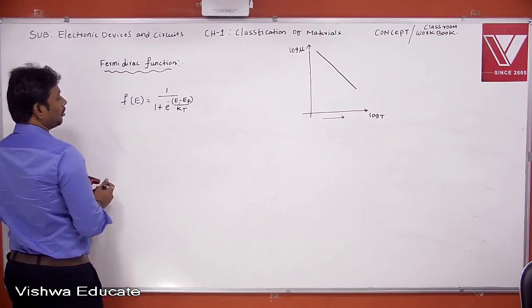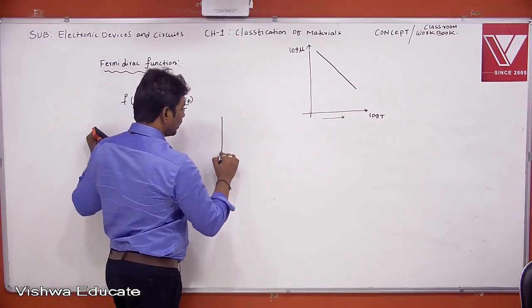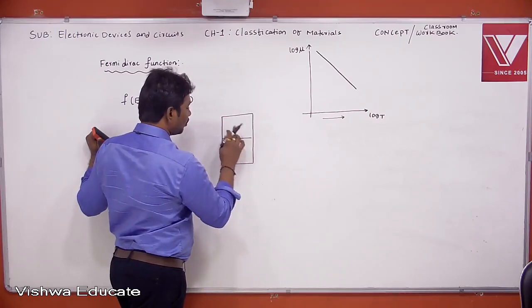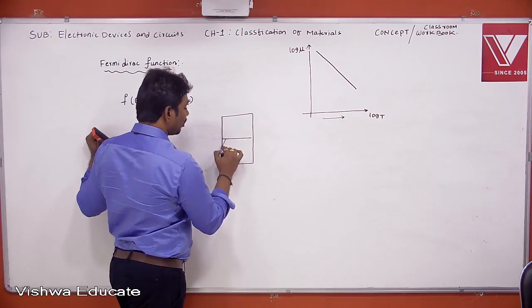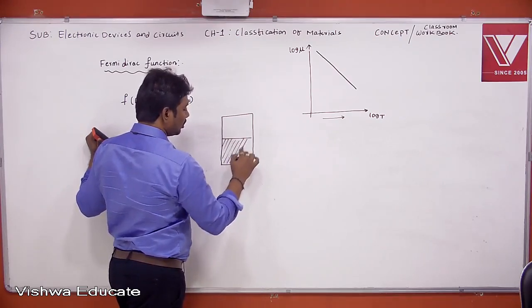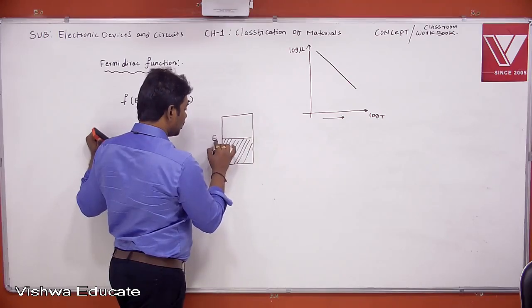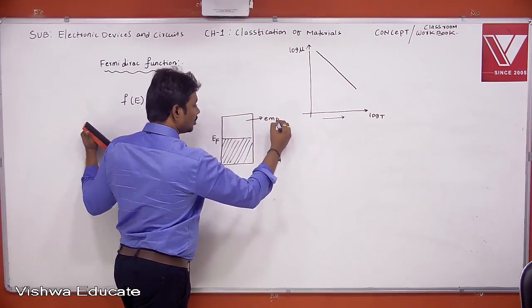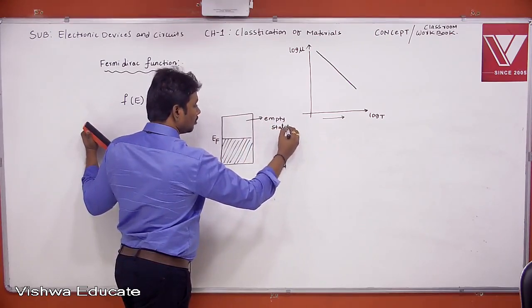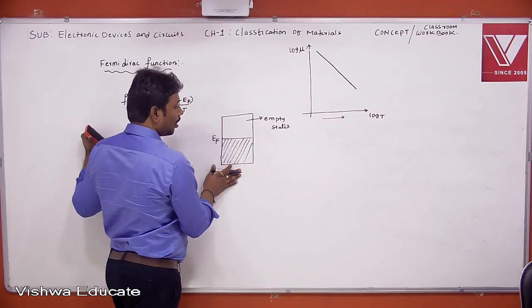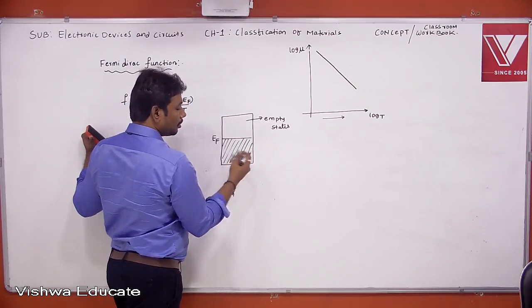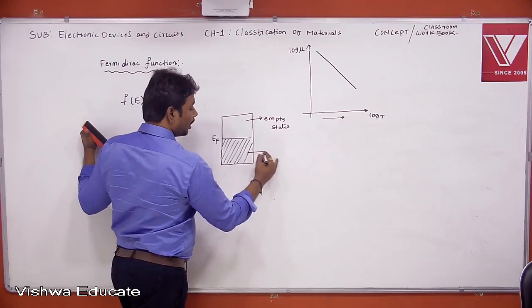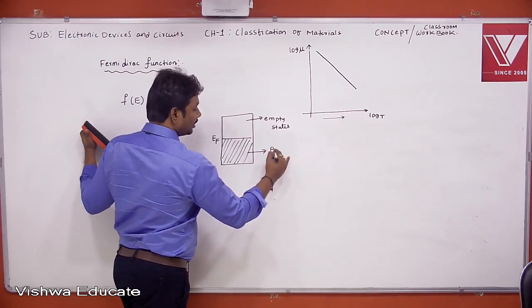To explain this Fermi-Dirac function, I am considering the energy band diagram of a conductor or a metal. In a conductor or metal, both the conduction band and valence band are overlapped. This is the Fermi level for the conductor. This part is called empty states, because all charge carriers are in the valence band. All electrons are present in the valence band. If you supply a small amount of energy, then only it will move to the conduction band. That's why this part must be empty states and this valence band part must be filled states.